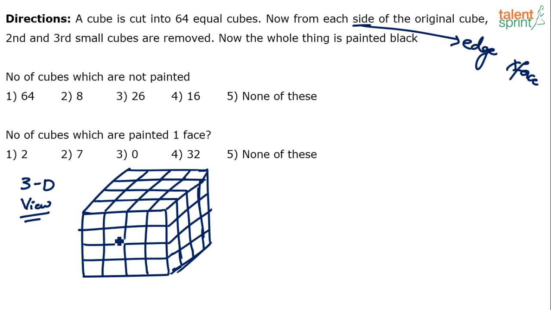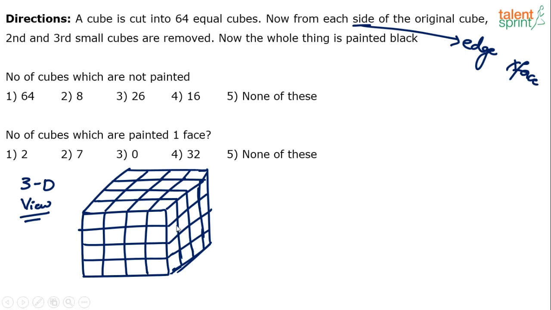So 64 cubes, you can understand now, right? 1, 2, 3, 4, 5, 6, 7, 8, 9, 10, 11, 12, 13, 14, 15, 16. 16 on this block, then 16 in the second block, 16 in the third block, and 16 in the fourth block. Yeah, 4 blocks. So 16 fours, 64 cubes. These are the 64 equal cubes.